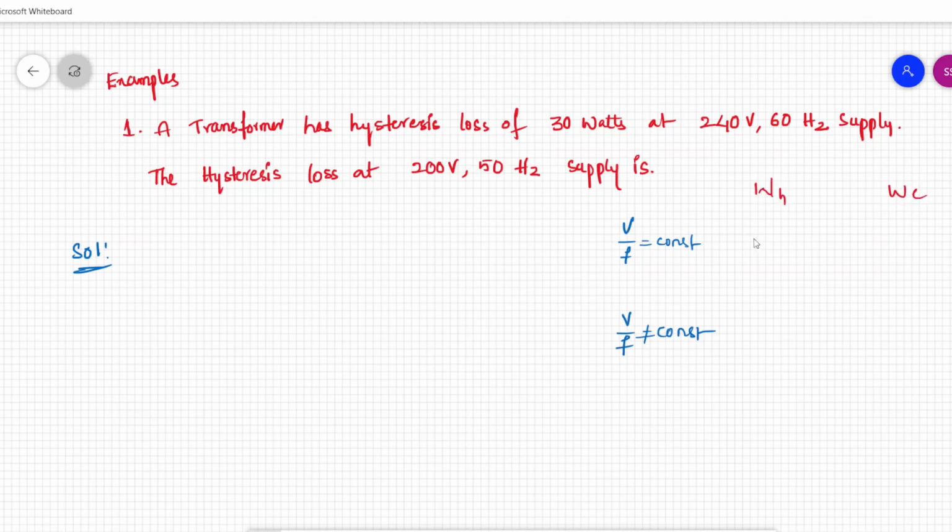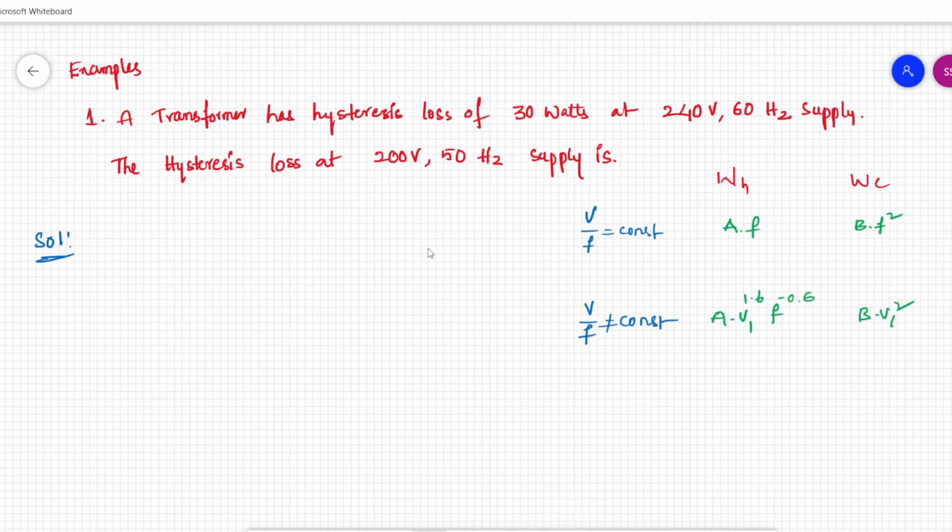When V by F is constant, hysteresis loss is A into F and eddy current loss is B into F square. When V by F is not maintained constant, the hysteresis loss is A V1 power 1.6, F power minus 0.6. So in the given question, if V by F ratio is constant, we are going to substitute this expression. Total iron losses will be the sum of these two losses, and if V by F ratio is not constant, we are going to take this one. Now let us try to write down the given data.